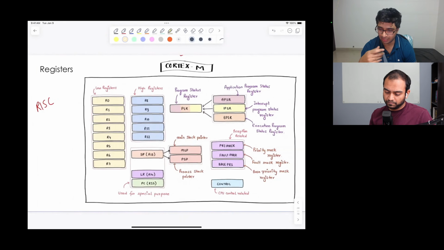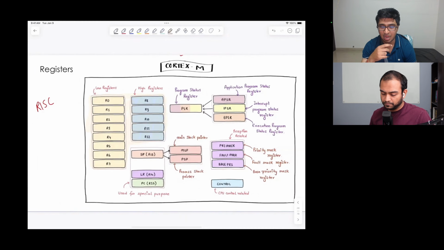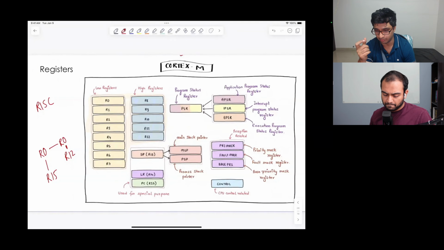That's why we call it a load-store architecture. That means if you want the CPU to process anything, it should be available in one of these general purpose registers. ARM Cortex-M devices have 16 registers, out of which only 12 are for general purpose. The rest have a very specific meaning. That means they are not available for storing anything you want.